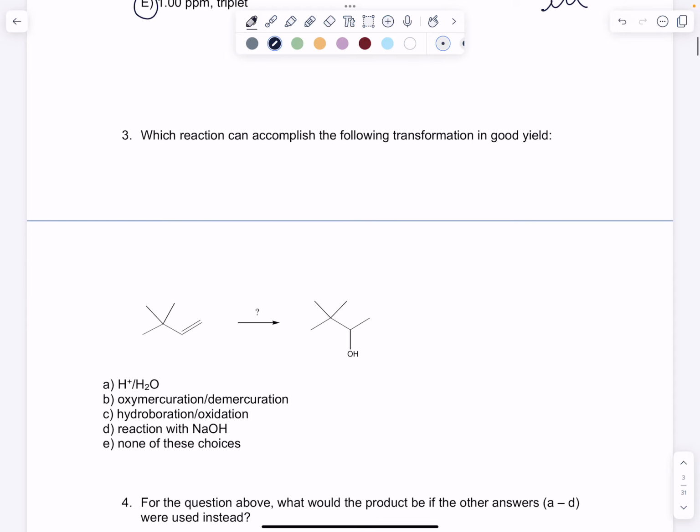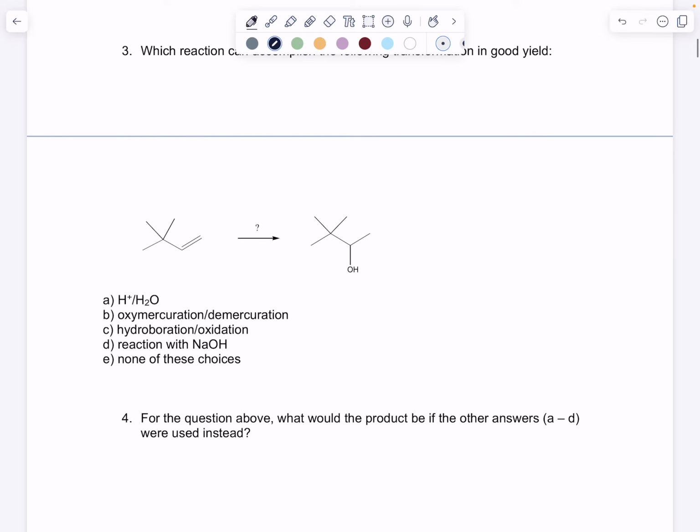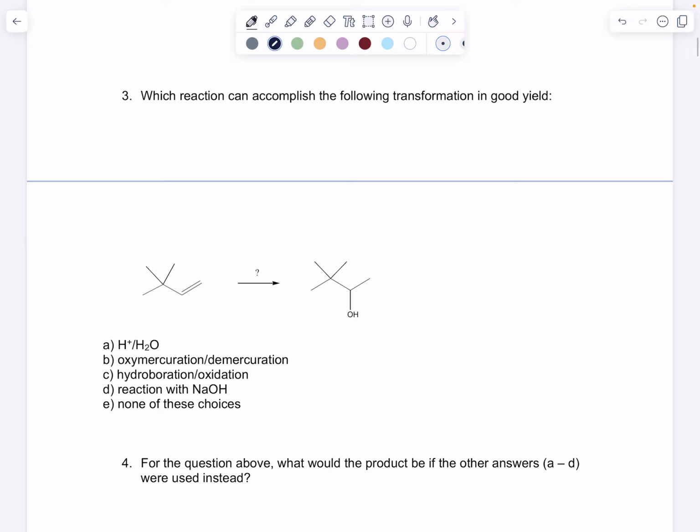What reaction can accomplish the following transformation in good yield? Okay, so when I see questions like this, actually, I don't know if I've talked to this class about it yet, but the way I process through is the first thing I do is I think about what kind of reaction this could be. And so I look for clues about what kind of reaction this could be.